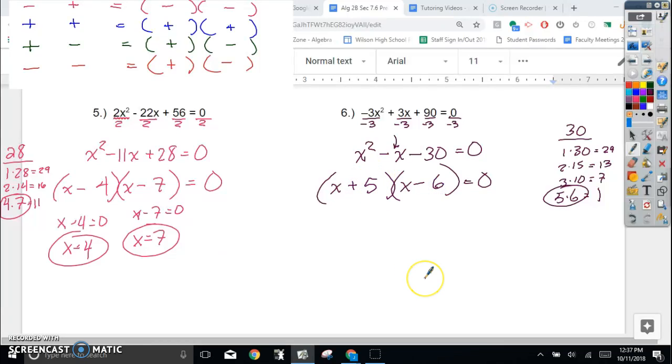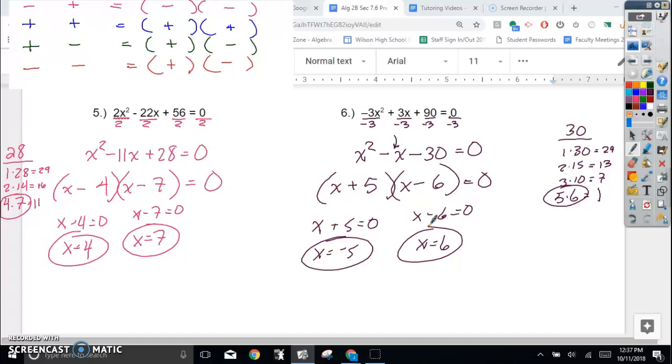And the quick check would be this. Positive 5 times negative 6 is negative 30. Positive 5 plus negative 6 is negative 1. So you can see when you multiply these together, you get that. When you add the last terms together, you get the middle term. Then you know you're good. Once that's established, it's business as usual. And x minus 6 equals 0, so x is positive 6. And you're set and finished.